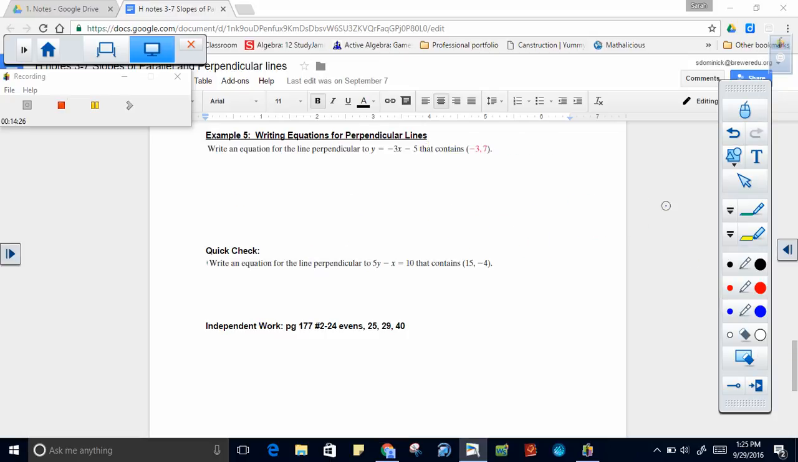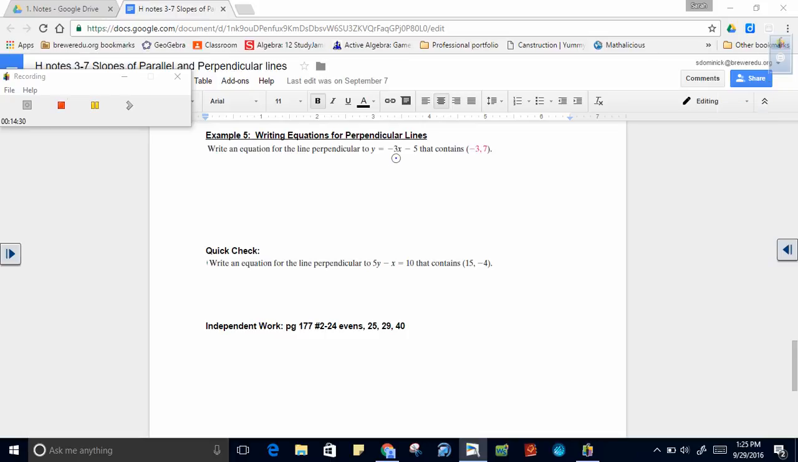I want you to write equations of perpendicular lines. So this is a very similar situation. The only thing is, when they're parallel, I can just take my slope of 3 and be done. Now I need to find the negative reciprocal of that number. So negative 3 over 1.